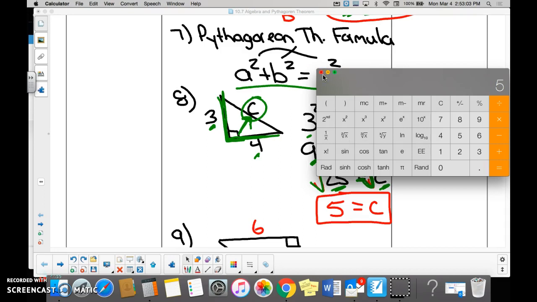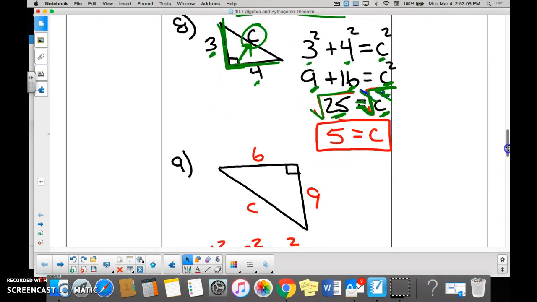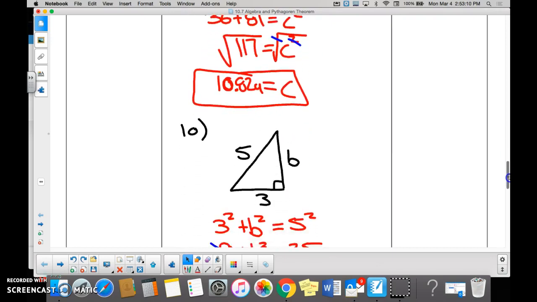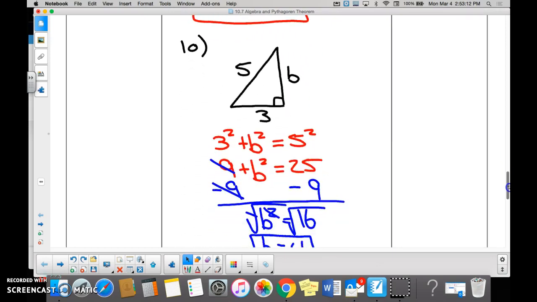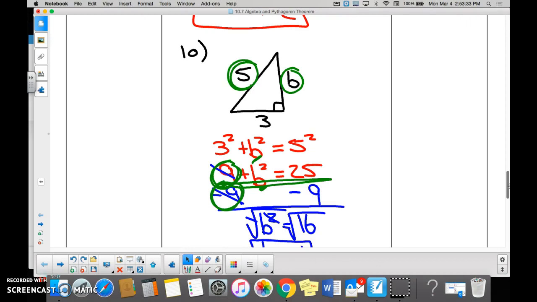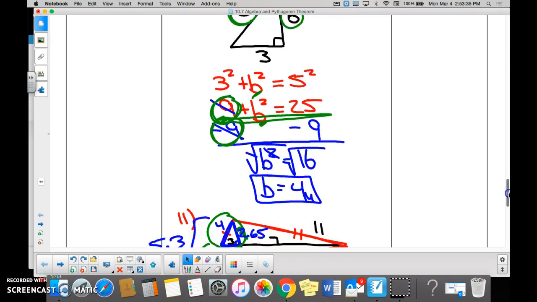Okay. I am not going to get too deep in the video here. Number 9 is another example of what we just did, except we rounded to the nearest hundredth. Number 10. In this case, we knew the hypotenuse, right? But we didn't know one of the legs. So our goal was to get this variable b by itself, right? And what's the easiest thing to do if you have this whole long equation? We want to get rid of the 9. Okay? And then from there, you solve like you did on the previous problems.